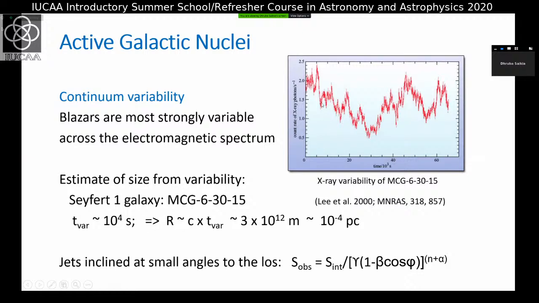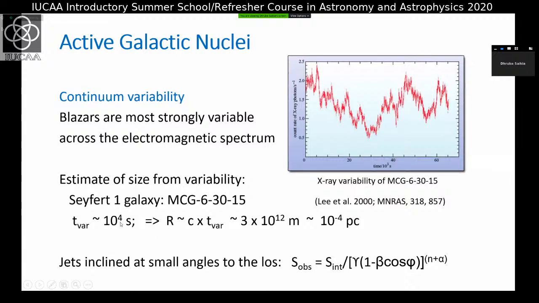Estimate of size. One thing we want to know is how close the emission lines are. We again have mentioned that because of the effect of the broad lines, we can understand the effect of the mass of the black hole. They're very close by.